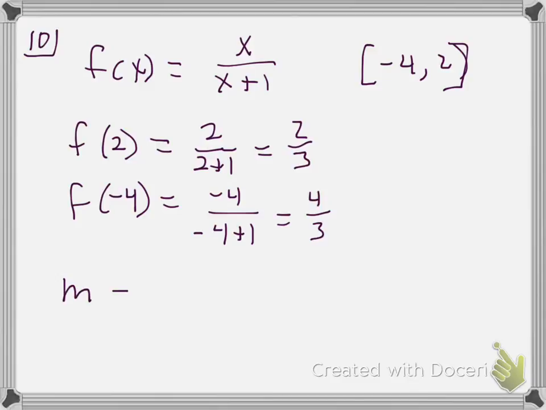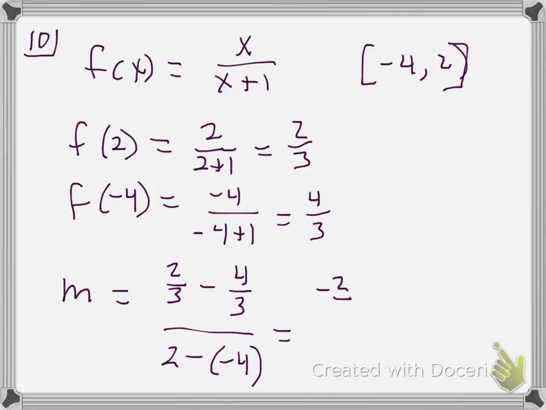And so to find that slope, we take 2/3 and subtract 4/3 and divide that by 2 minus -4. And this becomes -2/3 divided by 6, or -2/3 times 1/6. And that becomes -1/9.